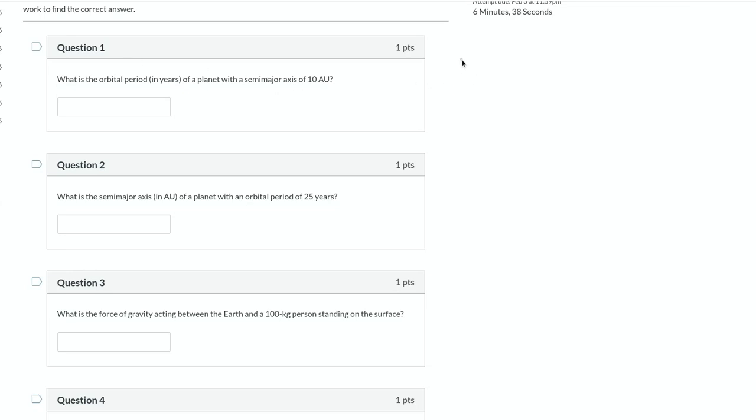So let's start with question one. Here we go, Q1. All right, it actually asks us, what is the orbital period in years of a planet with a semi-major axis of 10 AU? So it's asking us to find the orbital period. So I'm just going to write P equals question mark. That's what it's asking us to find. And it gives us a semi-major axis, A equals 10 AU.